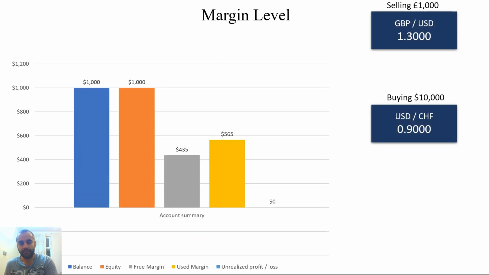For the previous example, let's assume that the margin call is at 100% and the stop out level is at 50%. Let's calculate the margin level without any profit or loss. So the margin level is 177%. Later, the exchange rate of pound to the dollar increases 1000 pips, and the exchange rate of the franc to the dollar decreases by 500 pips.